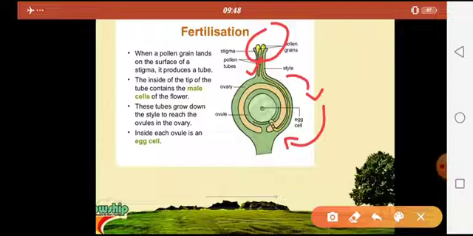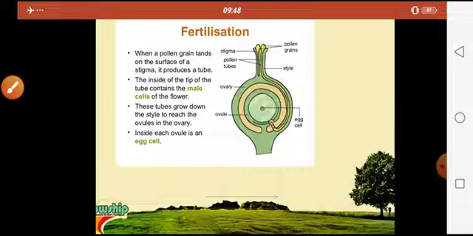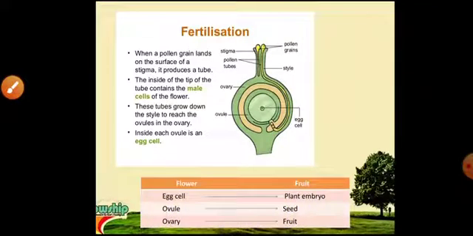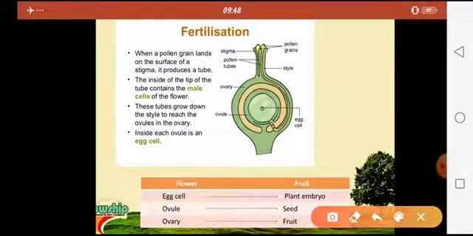Inside the ovule is an egg cell. So the male reproductive part fuses with the female in the ovule. And then once fertilization has taken place, the ovule develops into a seed. Okay, the ovule develops into a seed. How about the ovary? The ovary develops into a fruit. And how about the egg cell in the ovule? The egg cell in the ovule develops into a plant embryo.